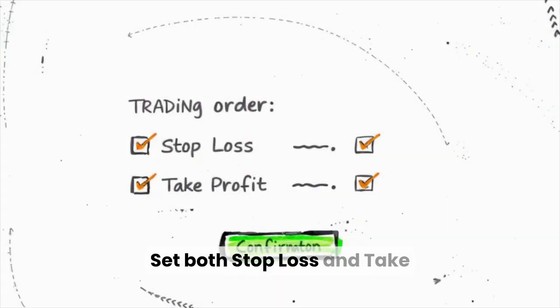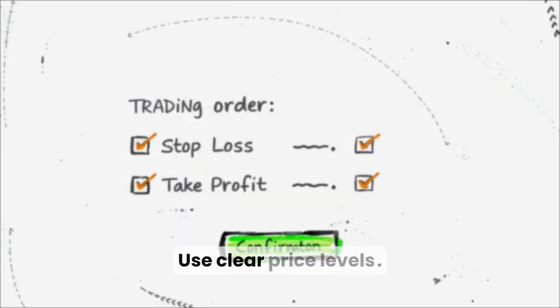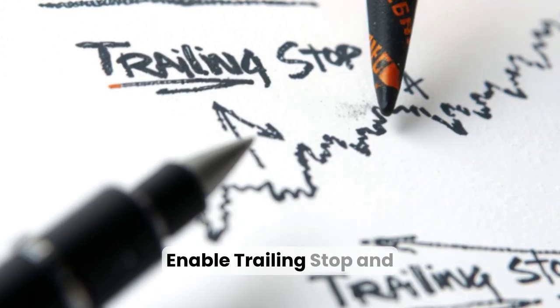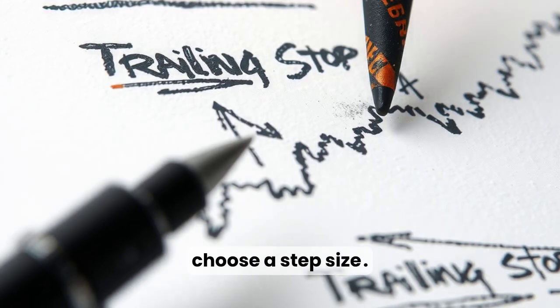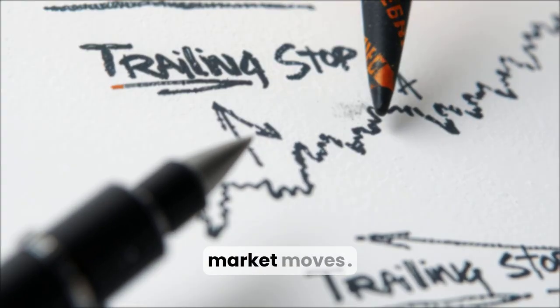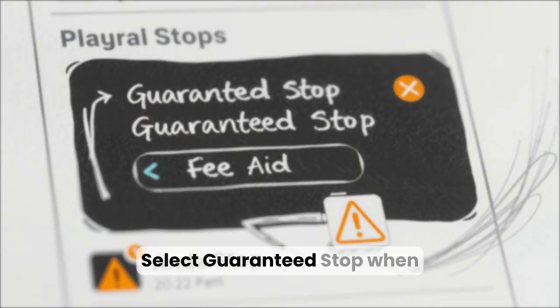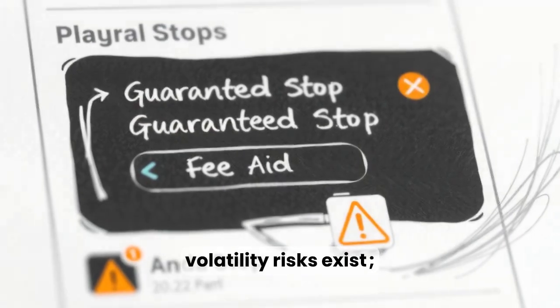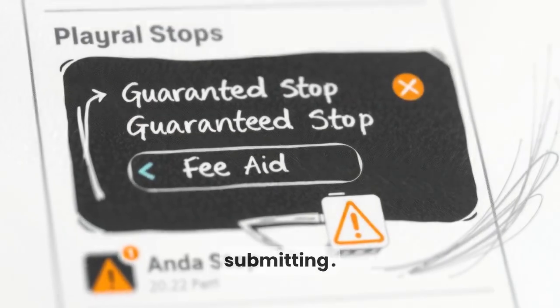Set both stop loss and take profit on the ticket. Use clear price levels. Enable trailing stop and choose a step size. Watch the stop trail as the market moves. Select guaranteed stop when volatility risks exist. Confirm the fee before submitting.